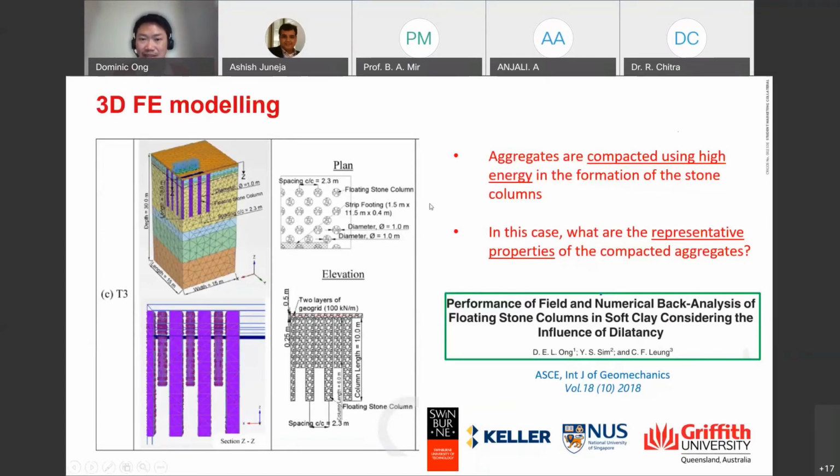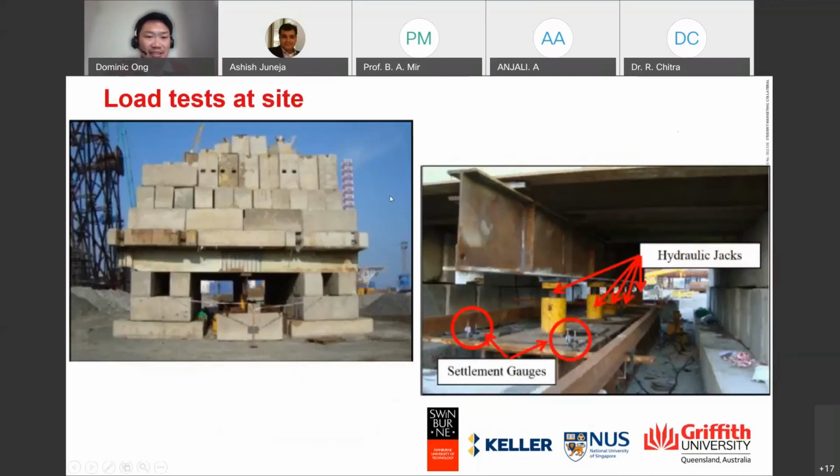Okay, so the floating stone columns have been installed. We cast a capping beam over the columns, and then we use the kentledge load, or the dead weight of concrete blocks, to be jacked against the stone columns that have been installed. As you can see, the hydraulic jacks.